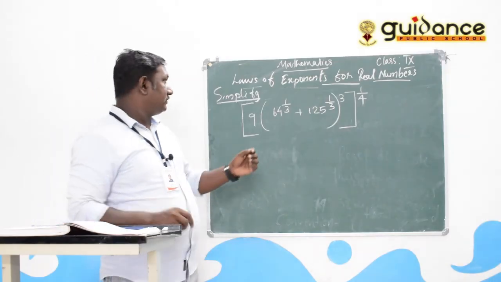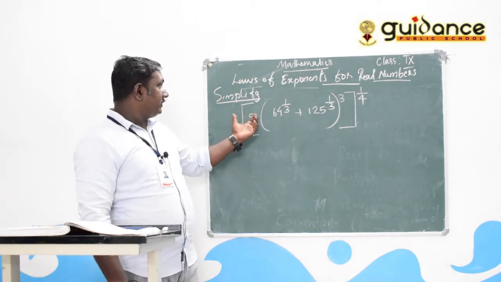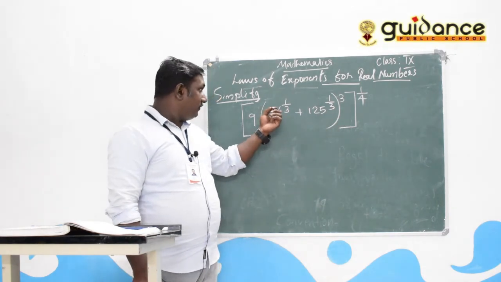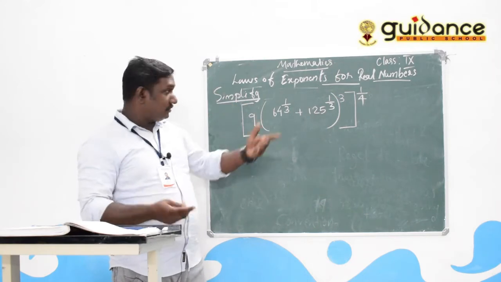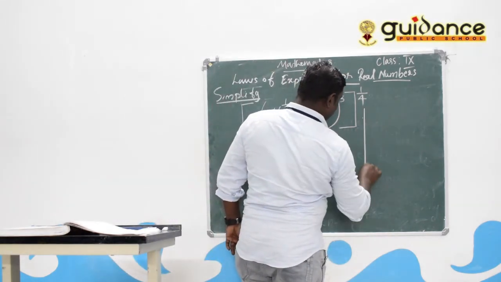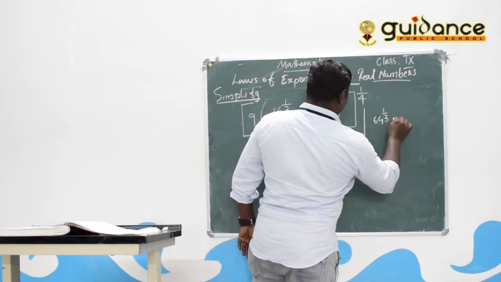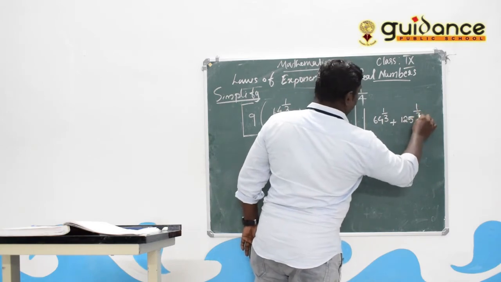Now we can see another example. Look here, it is simplified. So here there are two brackets, a simple bracket and a square bracket. Firstly, we can solve the simple bracket so that we can write it outside. Then we can do 64 all raised to 1 by 3 plus 125 all raised to 1 by 3.